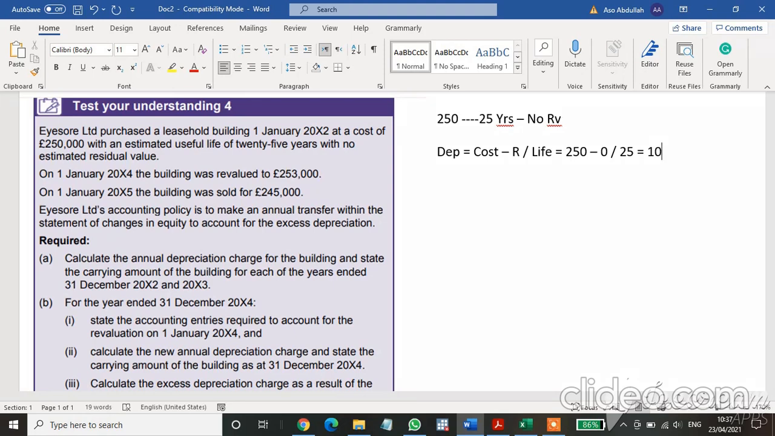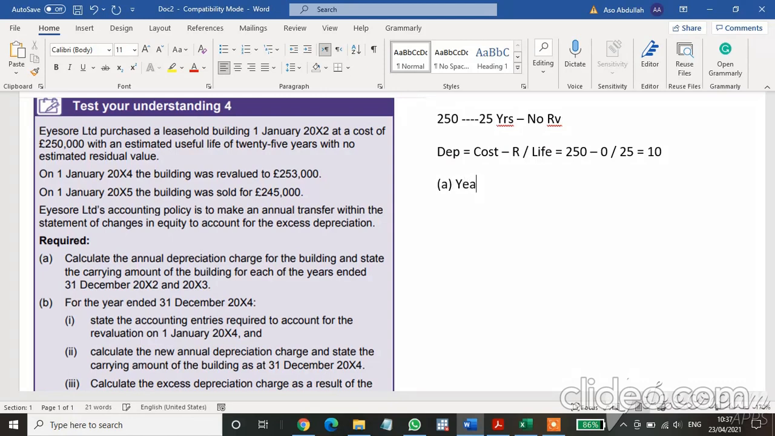So this is the basic step you need to learn. The requirement for A says calculate the annual depreciation charge for the building for 2002 and 2003. This is very easy and simple. So we can say the answer for A, okay.